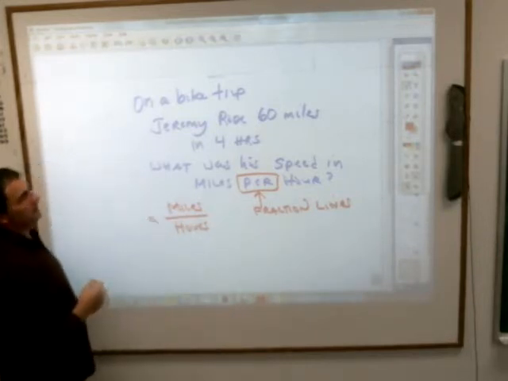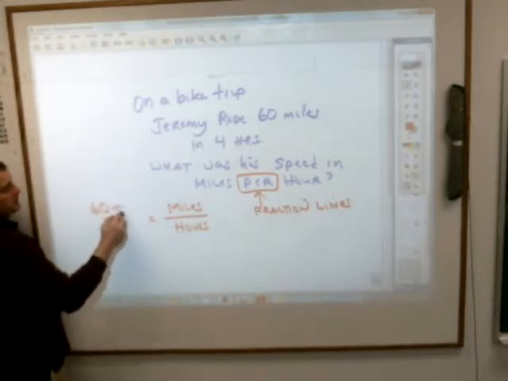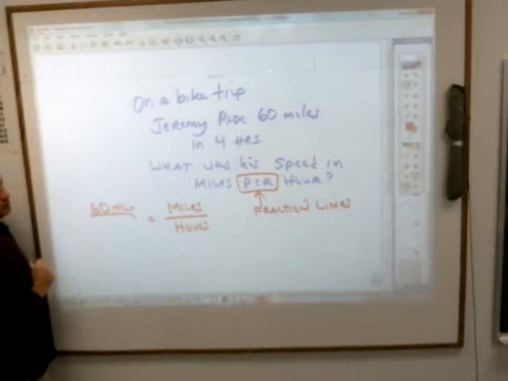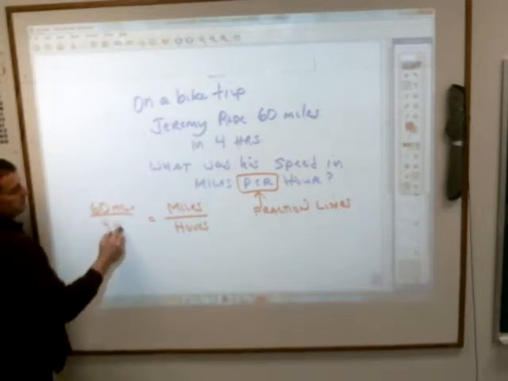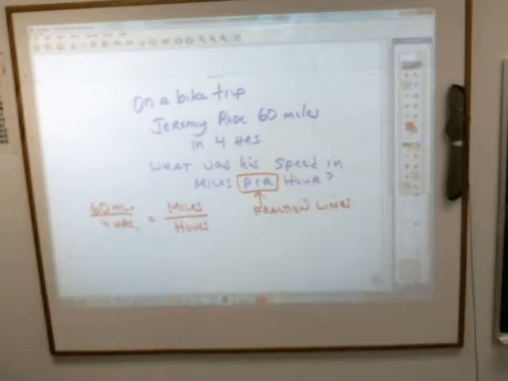And what do I know? How many miles did he go? Yes, thank you for that. 60 miles in how many hours? 4. 4 hours. Now, usually when you ask your parents how fast they're going, they don't tell you they're going 60 miles in 4 hours. It's always miles per 1 hour.